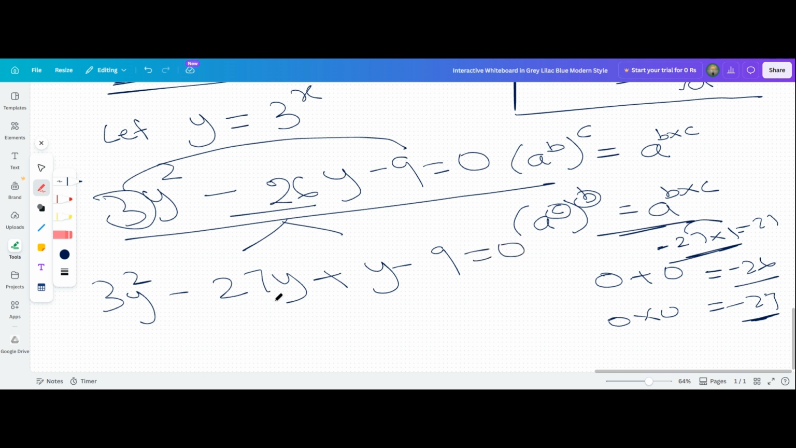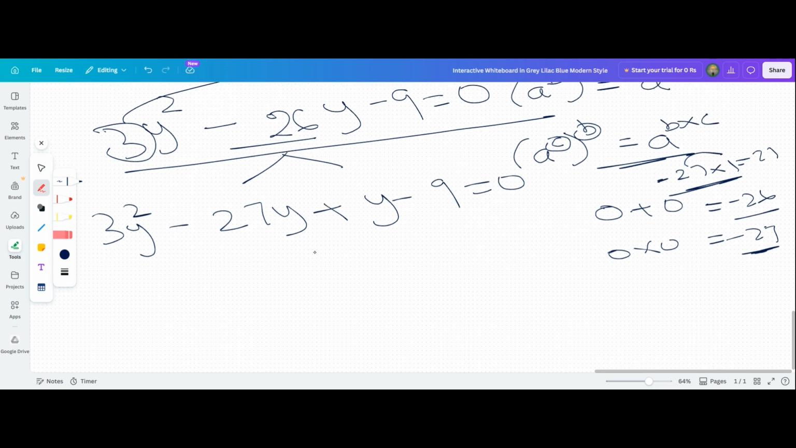Okay, so minus 27y plus y is minus 26y. Now what you can do? If you see these two terms, you can take 3y as common. So 3y into y is 3y squared. Here it is minus, so put minus.